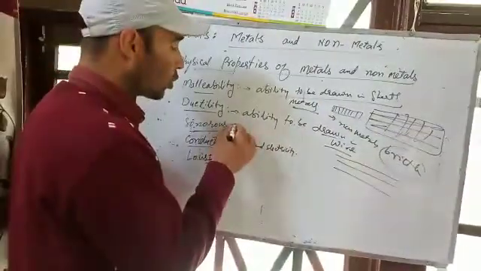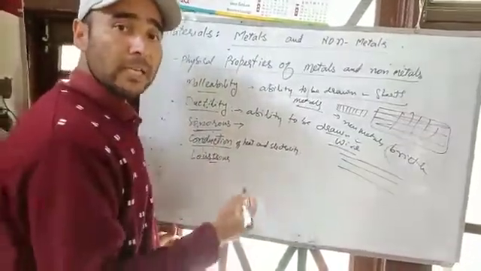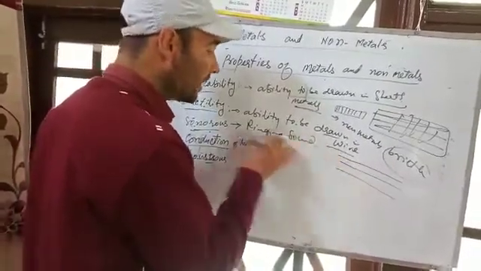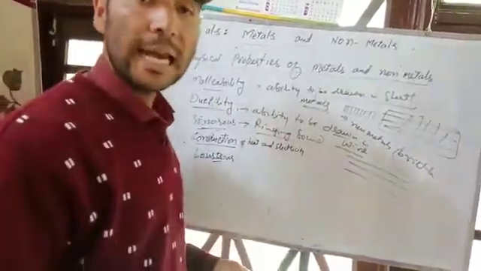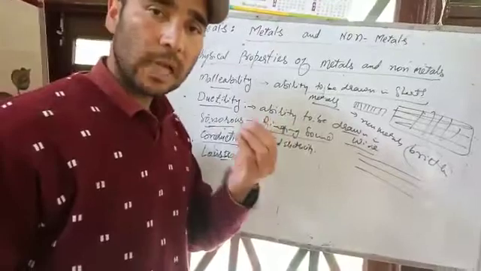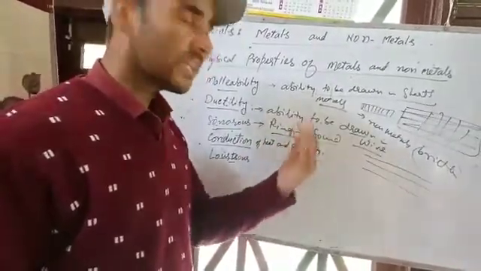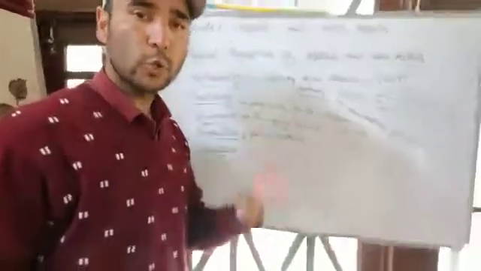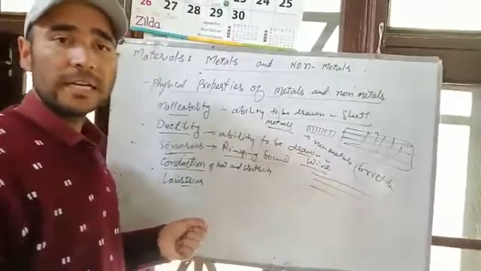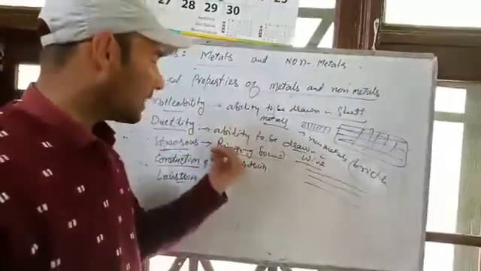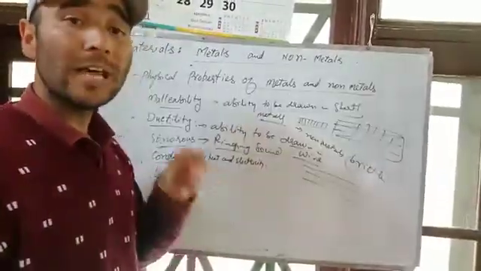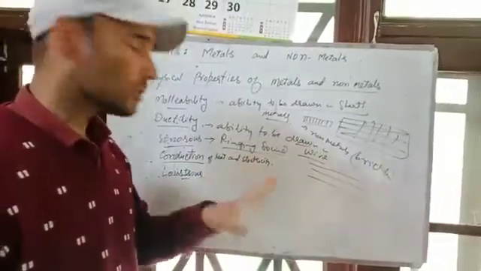Now, sonorous. Sonorous means the ability of producing a ringing sound. When you hit an electric pole made of iron with a stone, a sound comes from that electric pole. That sound is known as a ringing sound. Or in your school, when the class is over, a bell is there. The sound of the bell is the ringing sound. That bell is made of metals, and metals produce the ringing sound. No non-metal produces a ringing sound.